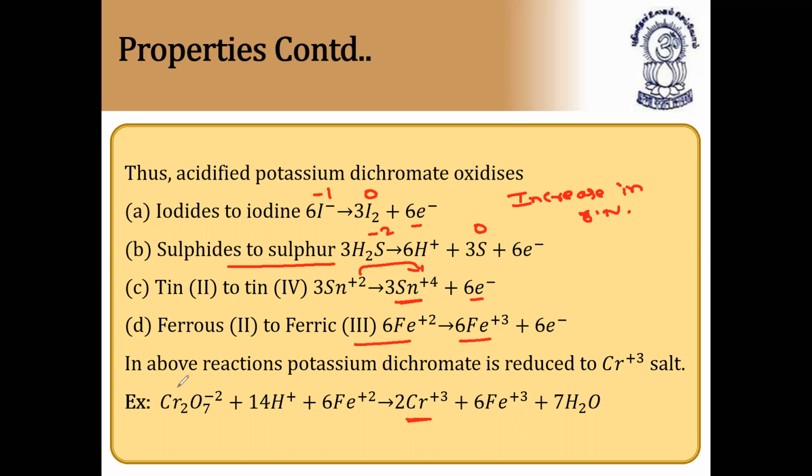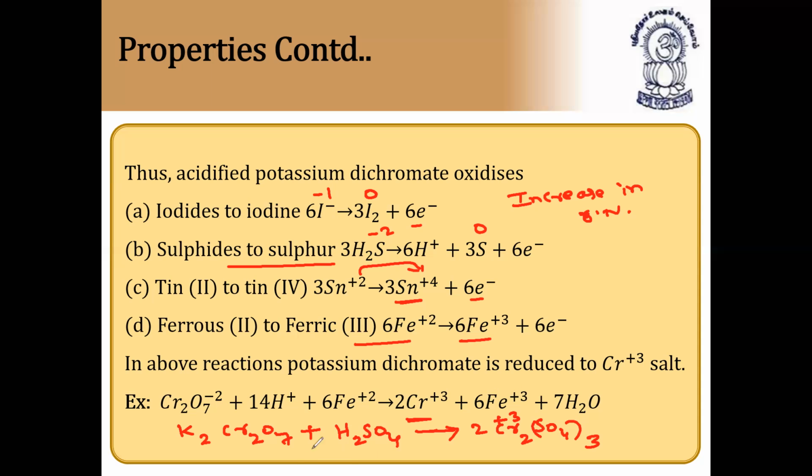If you want to write the complete reaction, you can write like this. For example, I will show it to you. Please note it down. These are all half reactions. Potassium dichromate plus sulfuric acid forms chromium sulfate, Cr2(SO4)3, because chromium is in plus 3 state, so sulfate will go like this, and iron oxide.